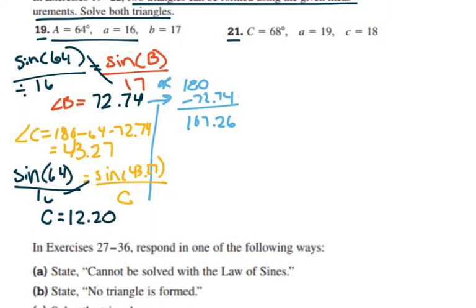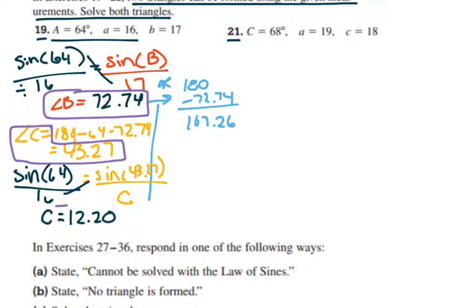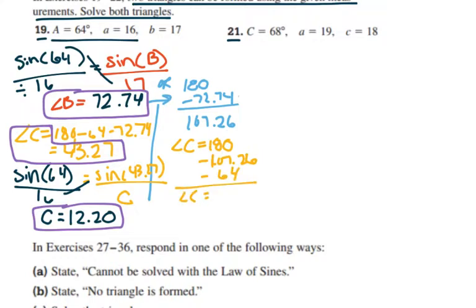And so our answers for this one are, let's see, the one case with an angle B of 72.74, an angle C of 43.27, and a side C of 12.20. And then the other case now gets us to a new angle C, being 180 minus 107.26 minus 64. And so our angle C is going to be 8.74.